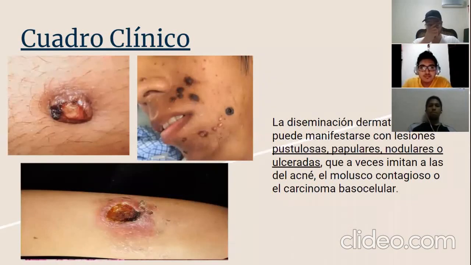Clinical picture. Dermatologic spread can manifest with papular, nodular, or ulcerative lesions, sometimes mimicking those of acne, molluscum contagiosum, or basal cell carcinoma.